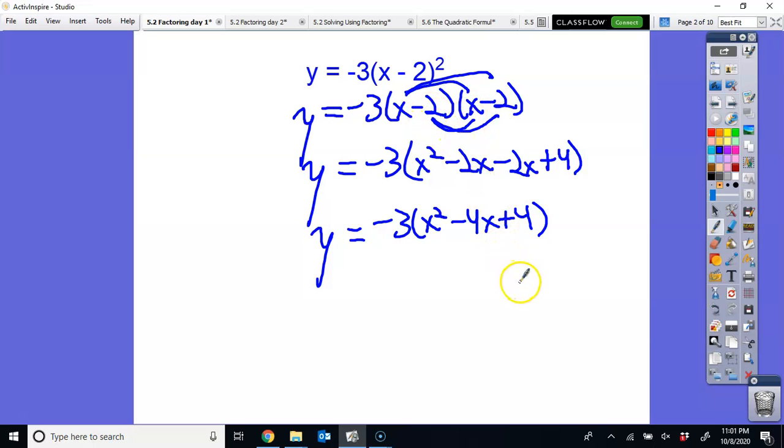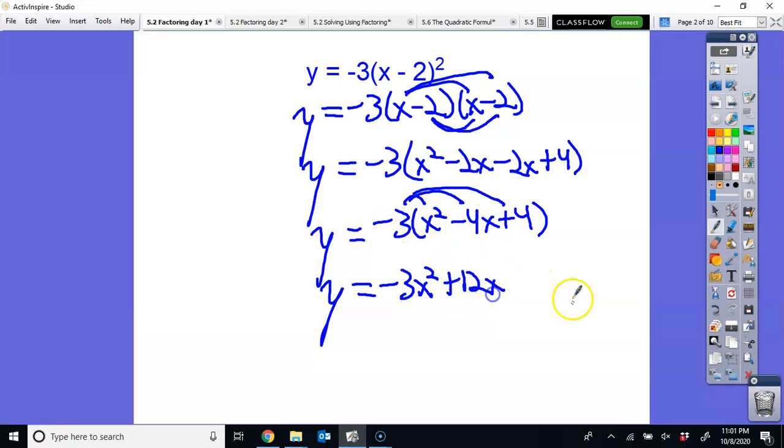That's important. And the middle, negative 4x, also came from the outside, negative 2x, and the inside, negative 2x, like the previous problem. Then we can also distribute this negative 3. So we have negative 3 times x squared. Negative 3 times negative 4x is positive 12x. And negative 3 times 4 is negative 12. Notice that that gives me a standard form.